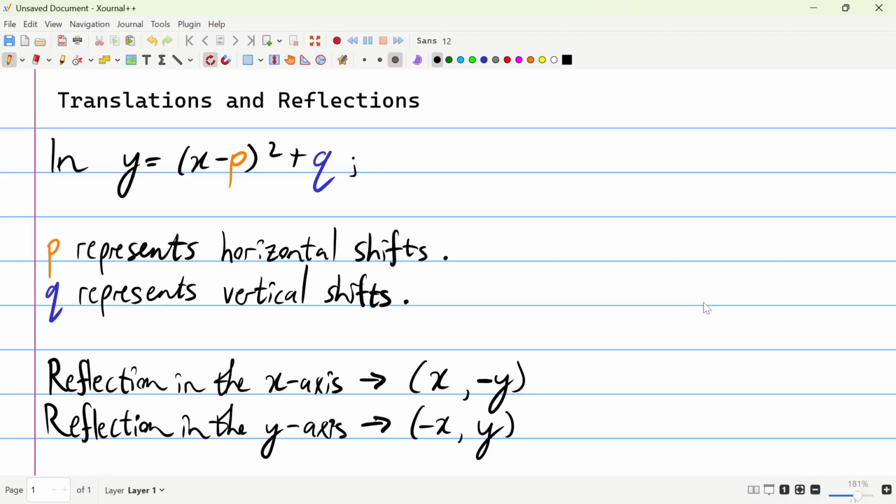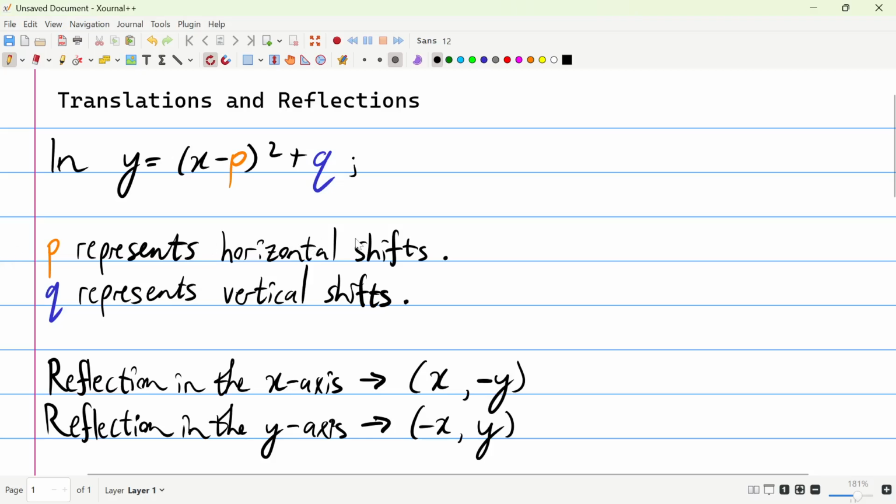Hello everybody. In this video, we are going to be dealing with translations and reflections. So we would really want to look at the parabola for this one because there's a lot that goes on with the parabola in terms of this topic. So in the turning point form that we have here, y is equal to (x minus p) all squared plus q. So the p represents the horizontal shift.